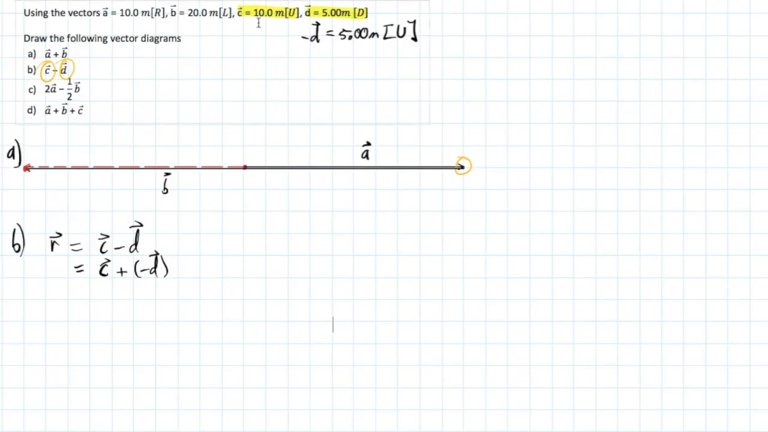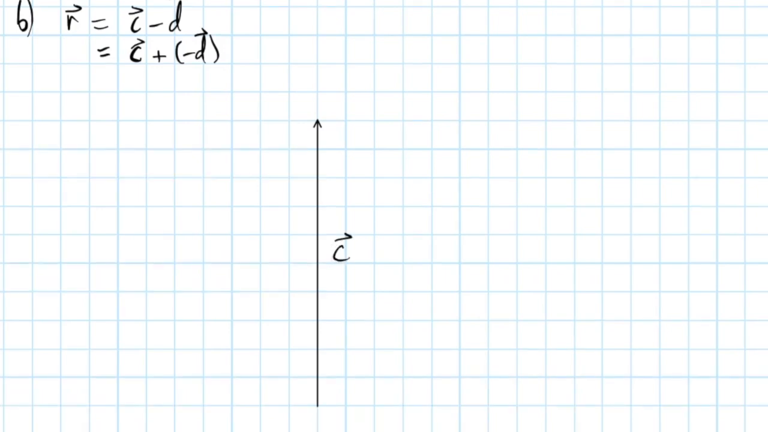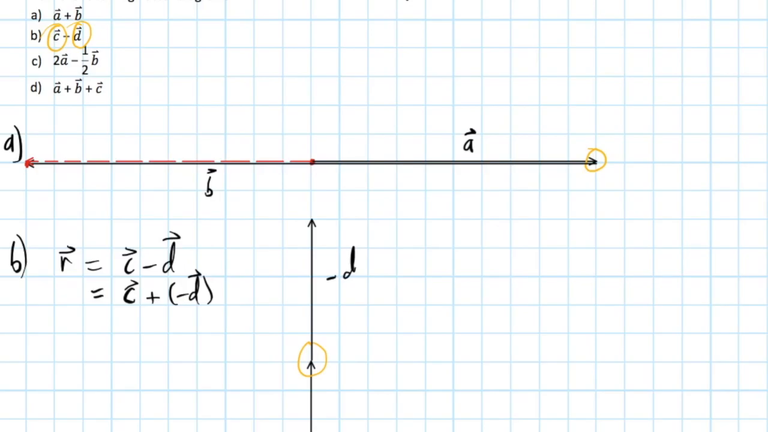Okay, so let's sketch it. So we're going to start off with vector C with 10 meters up. So we're going to go up 10 squares, and that is our vector C. And of course, at the head of C is where we attach negative D. And negative D was 5 meters up, and that is negative D.